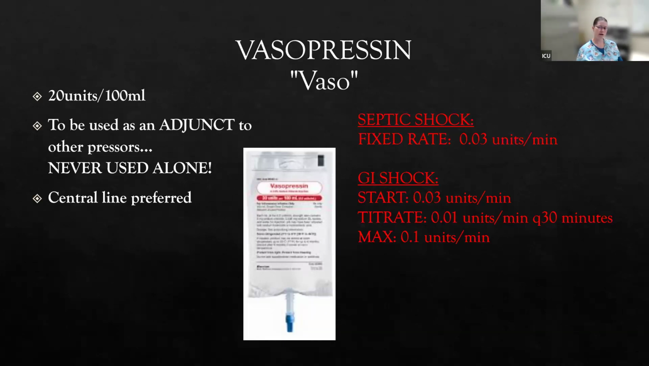For septic shock, you might see a fixed rate of 0.03 units per minute. And for GI shock, we would start at 0.03 units per minute, and then we would titrate by 0.01 units per minute every 30 minutes. So we're not titrating this one very frequently. And here we have a max of 0.1 units per minute. Again, super small doses, and it's very important where your decimal point is and that we're titrating kind of slowly. Very potent drug.